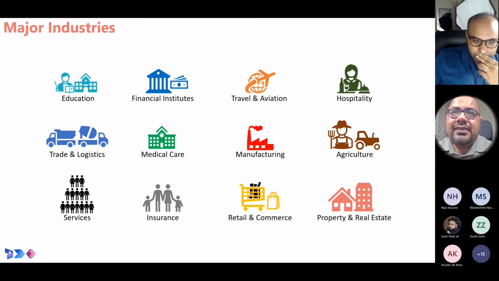So all of these industries which we just mentioned are the potential sectors that are using Dynamics 365, or where you will find the Dynamics 365 application.